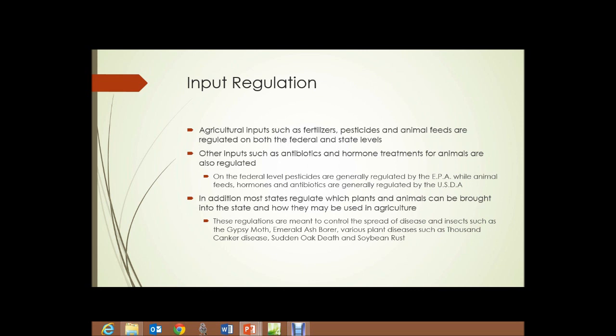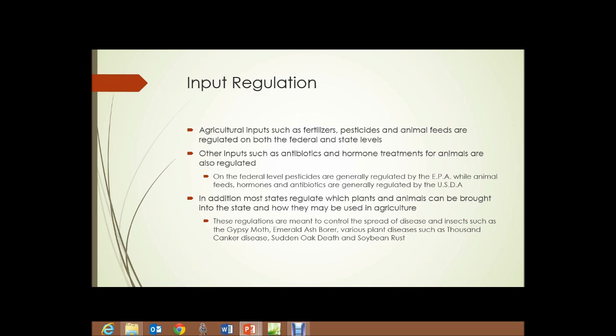Agricultural inputs, including fertilizers, pesticides, and animal feeds, are often regulated on both the state and federal levels. Other inputs, such as antibiotics and hormone treatments for some animals, are also regulated. On the federal level, pesticides are generally regulated by the EPA, while animal feeds, hormones, antibiotics and that sort of thing are generally regulated by the USDA.